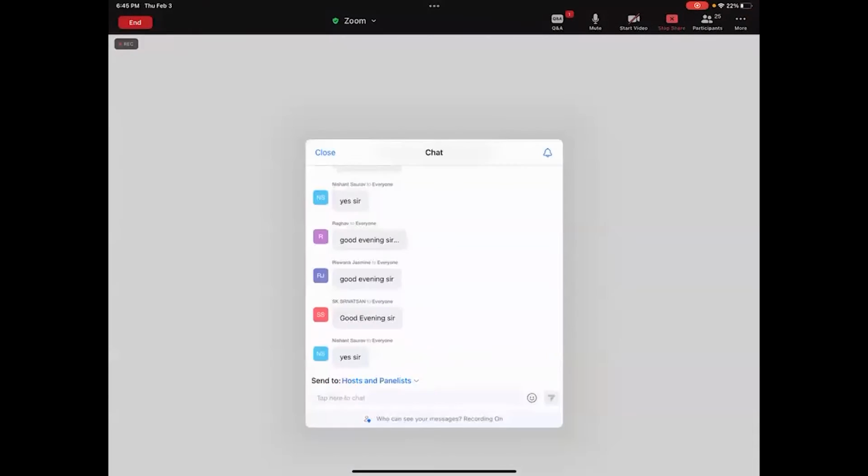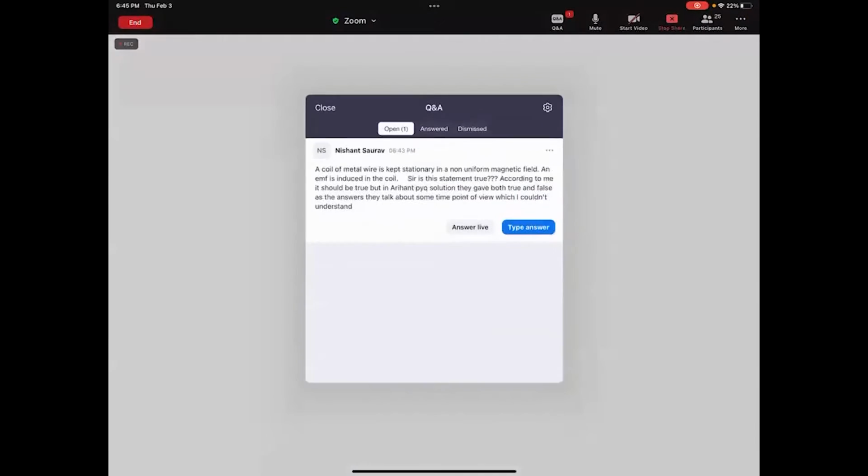Nishan Saurabh, right. So the question here is: a coil of metal wire is kept stationary in a non-uniform magnetic field. An EMF is induced in the coil. Sir, is the statement true? According to me, it should be true. But in Arhant's PYQ solution, they gave both true and false as the answers. They talk about some time point of view, which I couldn't understand.